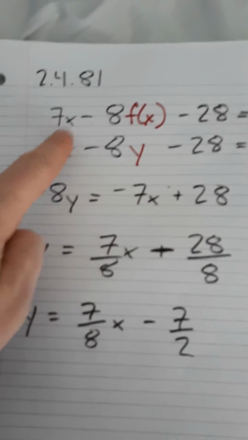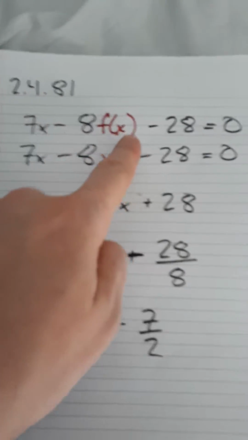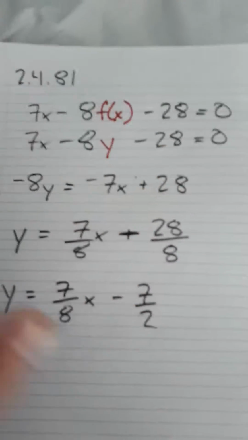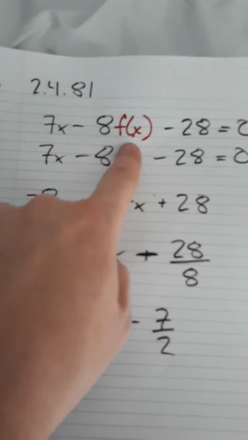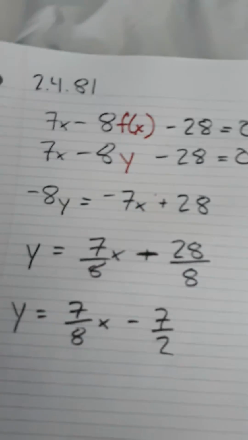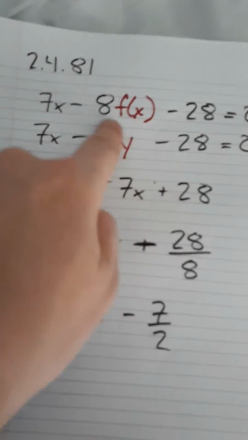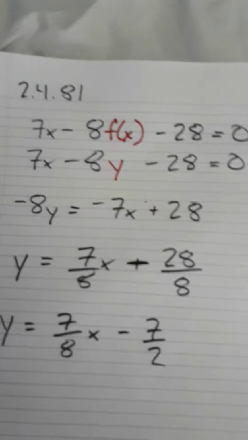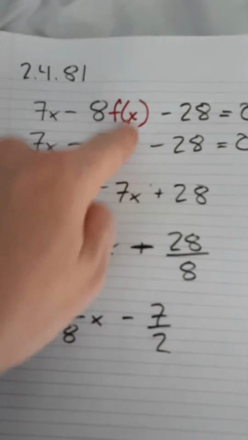So here's what we have. We have 7x minus 8 f of x minus 28 equal to 0. So before we begin, I'm going to replace f of x with y. Just makes the algebra a little bit easier. You're not thinking about brackets and all that stuff. But remember, y is the same thing as f of x.